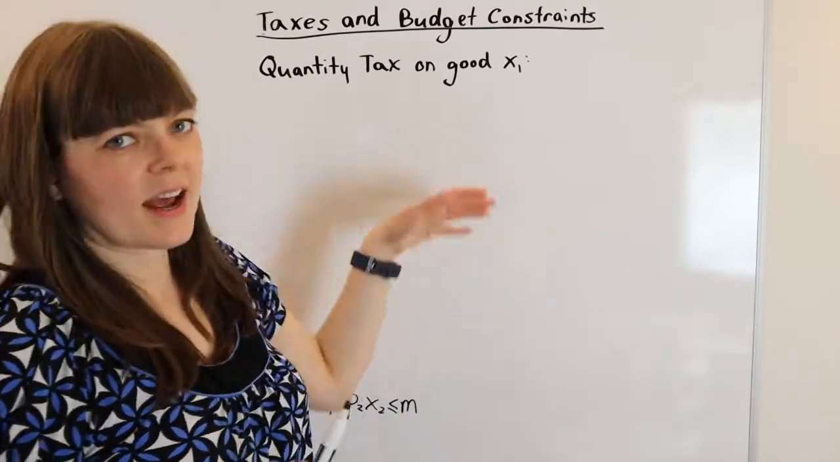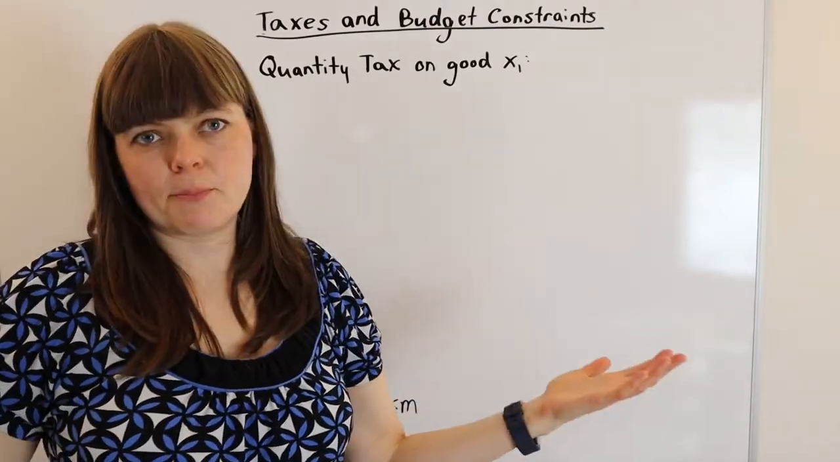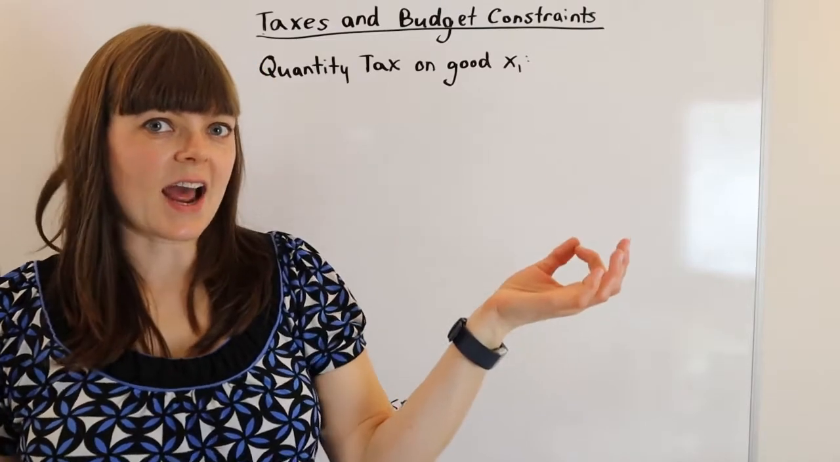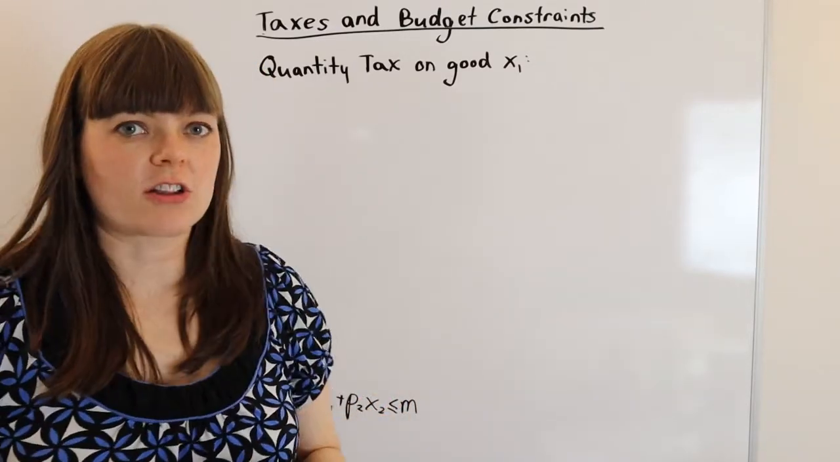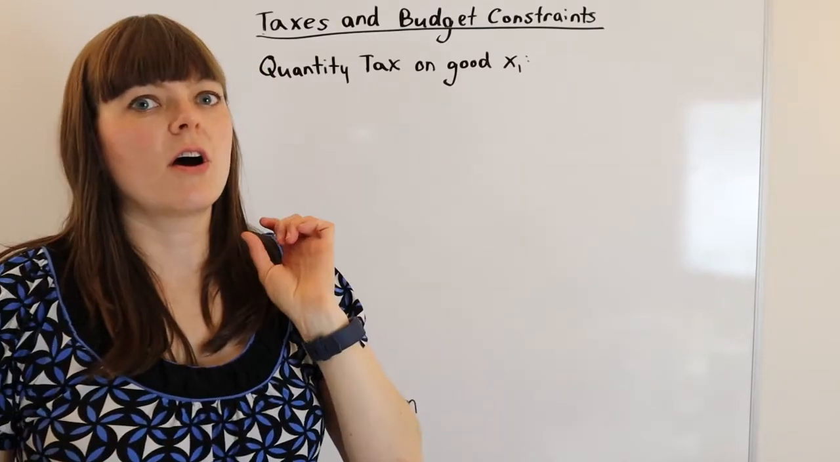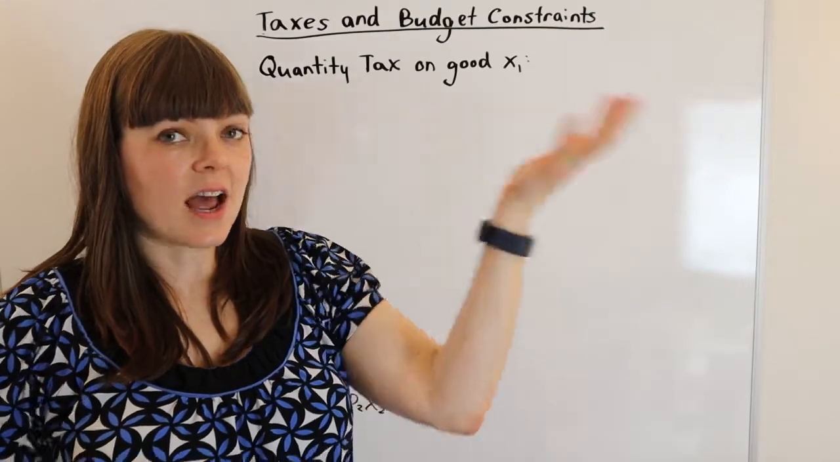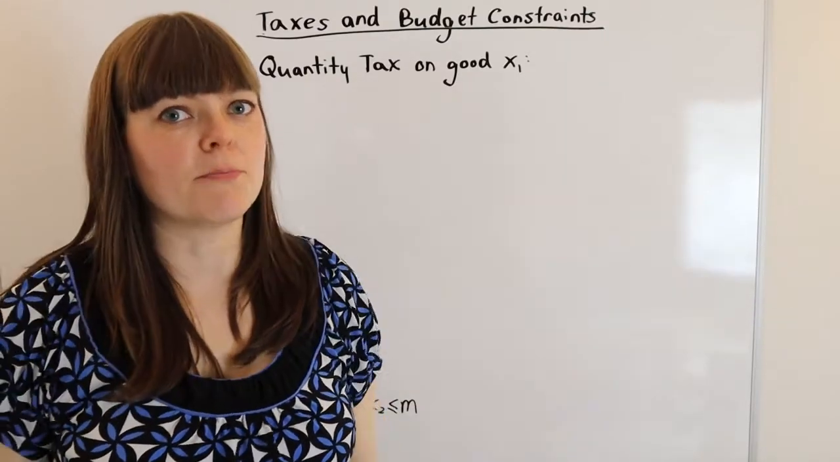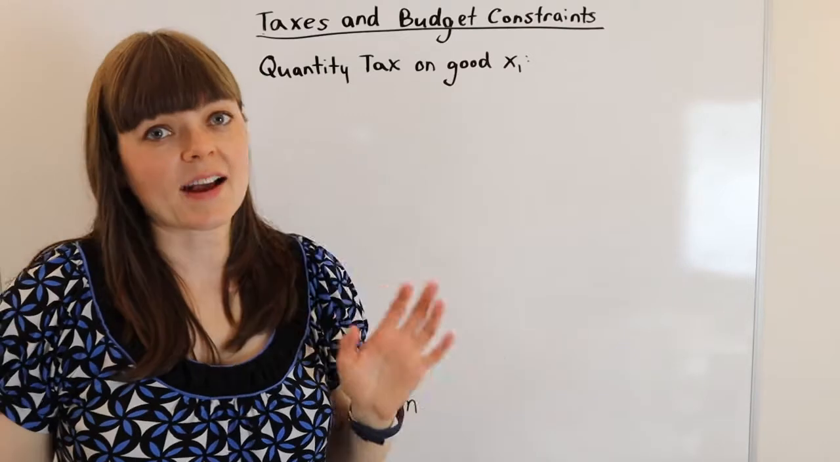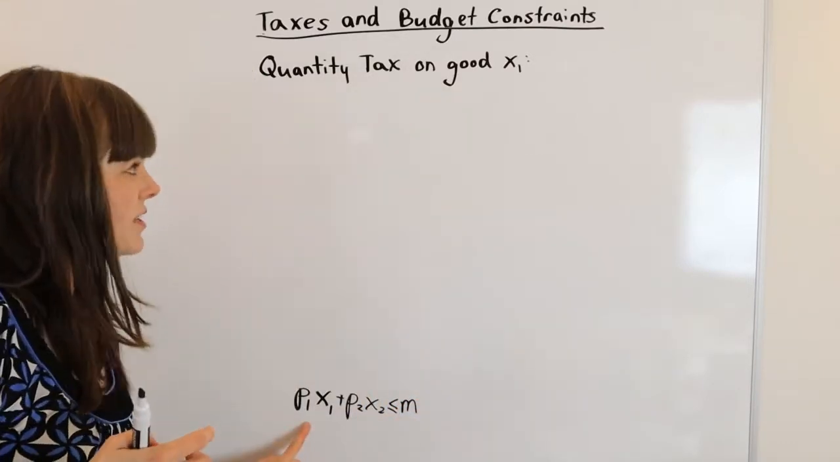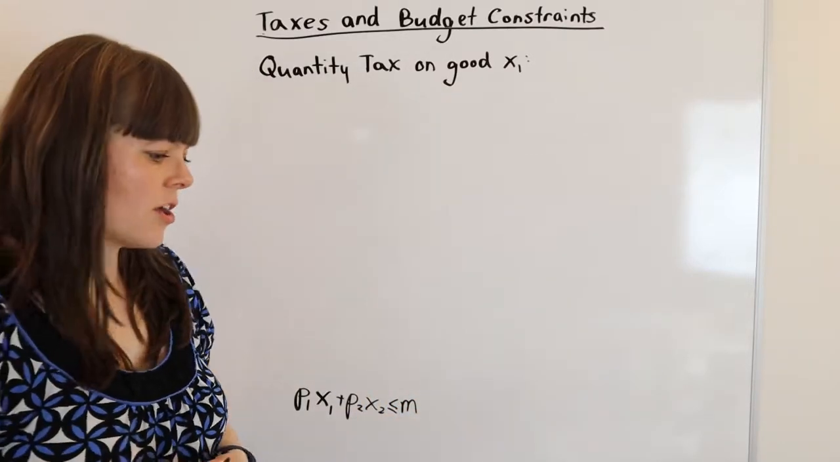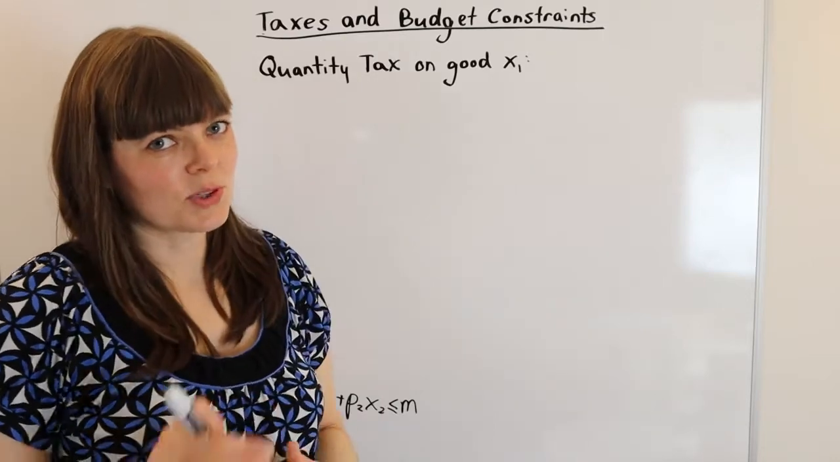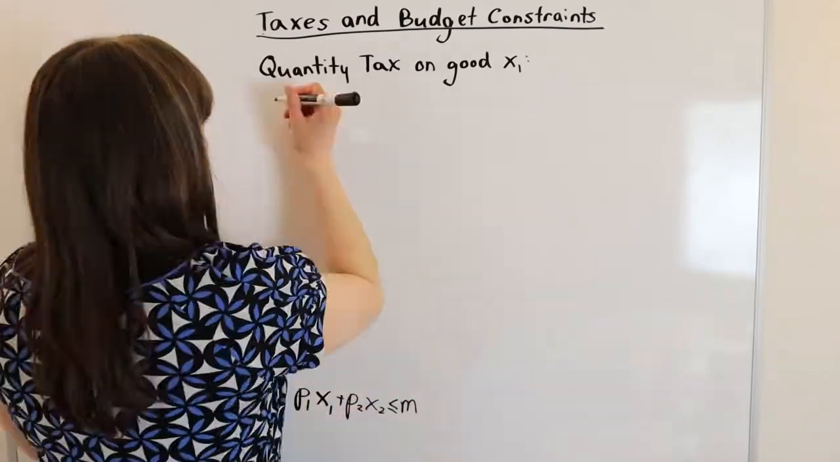What is a quantity tax? It's just like a 50-cent tax per bar of chocolate. So it's a dollar amount of tax times the number of units you buy. So essentially it acts like an increase in the price of that one good. So this is what a quantity tax will look like in the budget constraint.